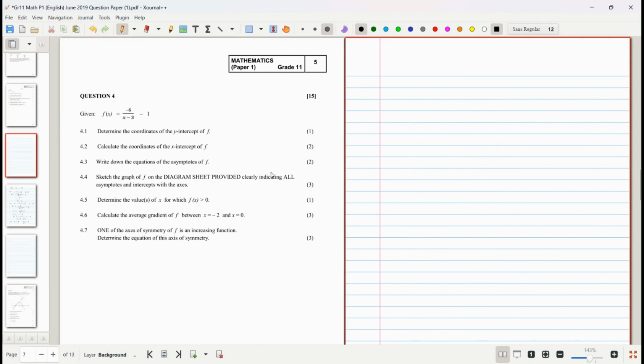Moving forward to 4.4, we are asked to sketch the graph of f on the diagram sheet provided and clearly indicate all the asymptotes and the intercepts with the axes. So we need to draw the graph of f.